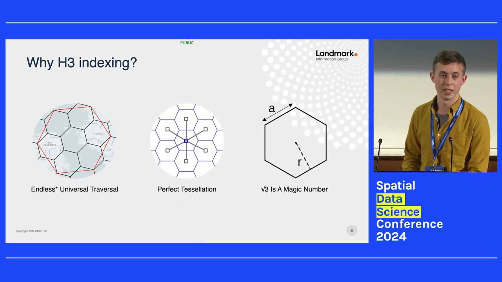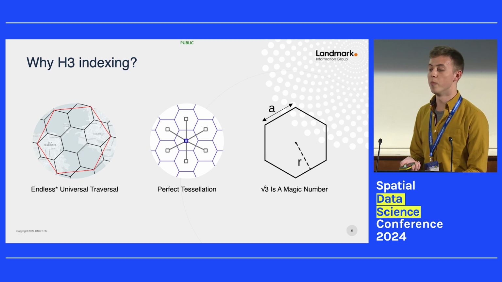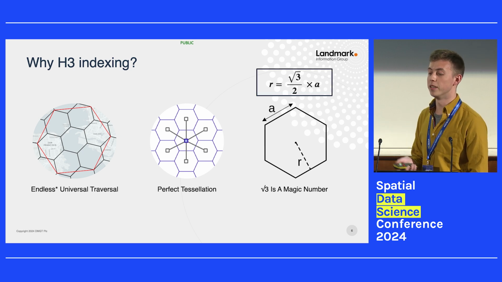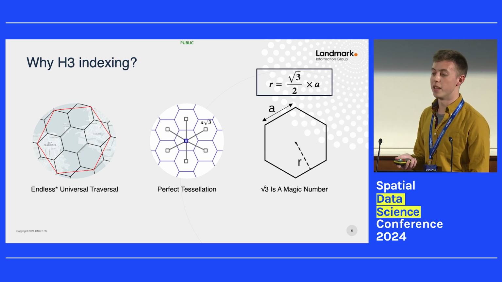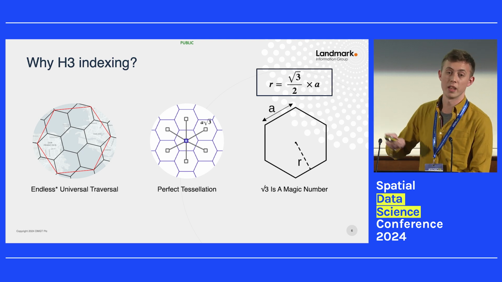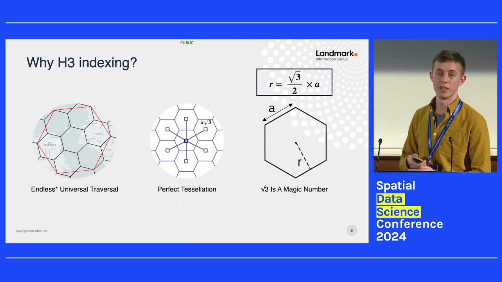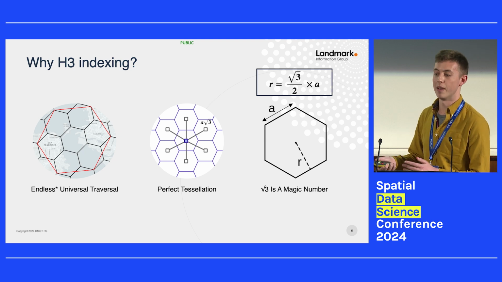And root 3 is a magic number. If you take the edge length, which we already know for every resolution, you can very easily find the circumradius. Using that, you can then find the distance between two hexagons, and you can multiply that by the grid distance to get an approximate distance away. So you have very easy mathematics to get approximate distances at any level.